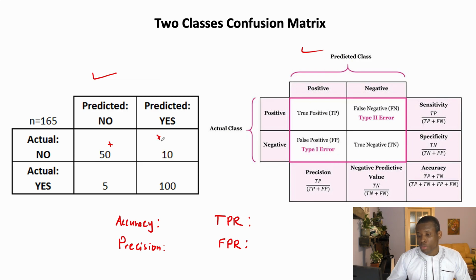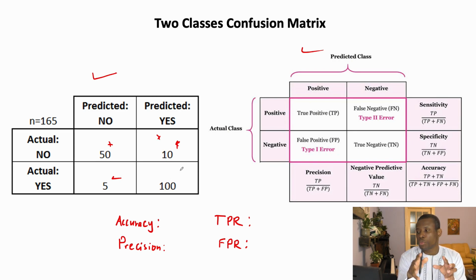In the second column, we have actual no values which the classifier predicted as yes. So this is an error that has occurred here. In this case, we have an actual yes and no was predicted; 5 were predicted as no when actually the values were yes. And in this case, there are actually 100 values that are yes, and they were predicted as yes as well.